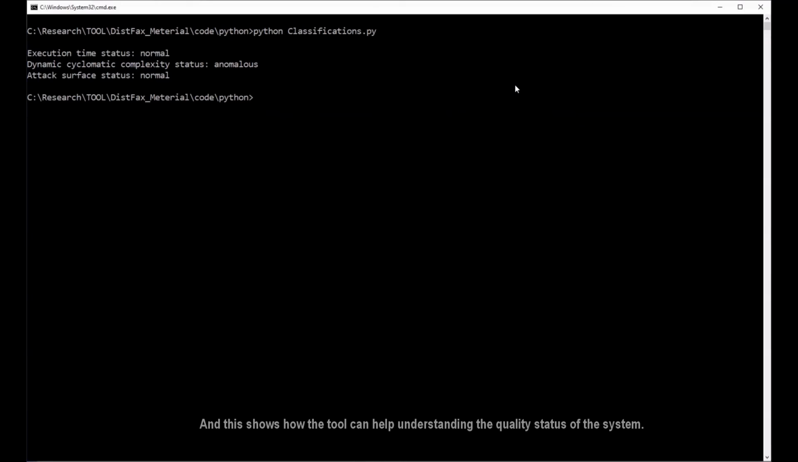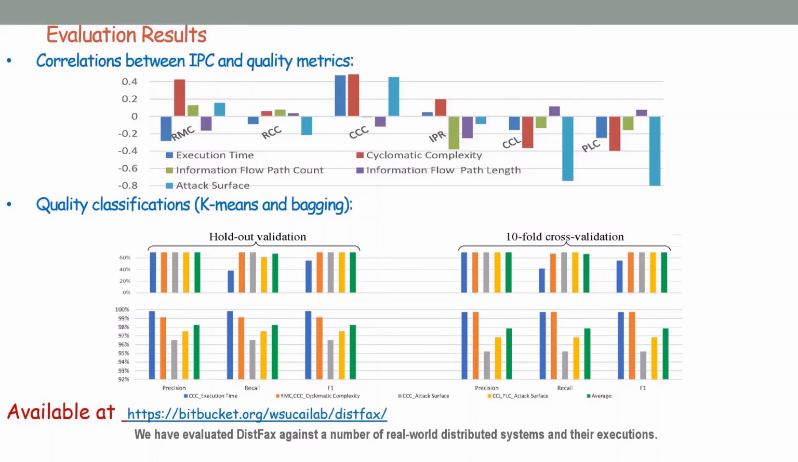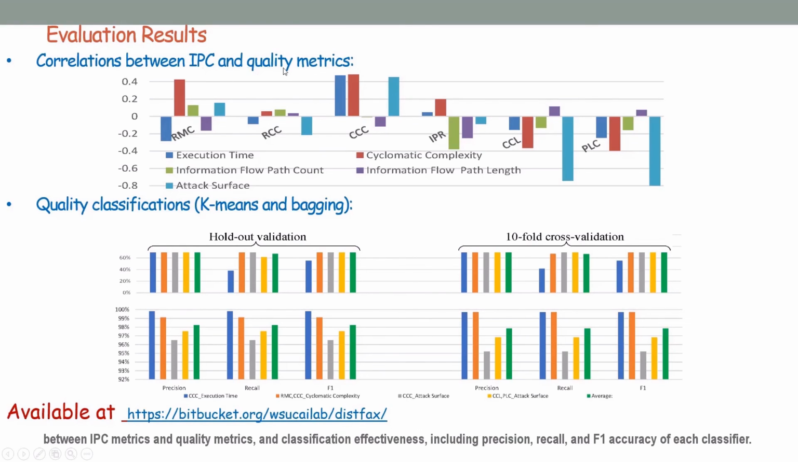We have evaluated DistFax against a number of real-world distributed systems and their executions. The results here show the correlation between IPC metrics and quality metrics, and classification effectiveness, including precision, recall, and F1 accuracy of each classifier. The numbers suggest promising performance and usefulness of DistFax.